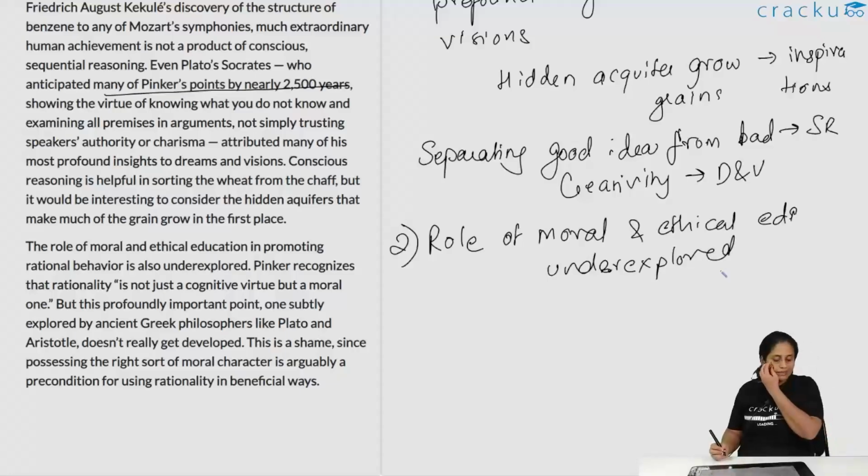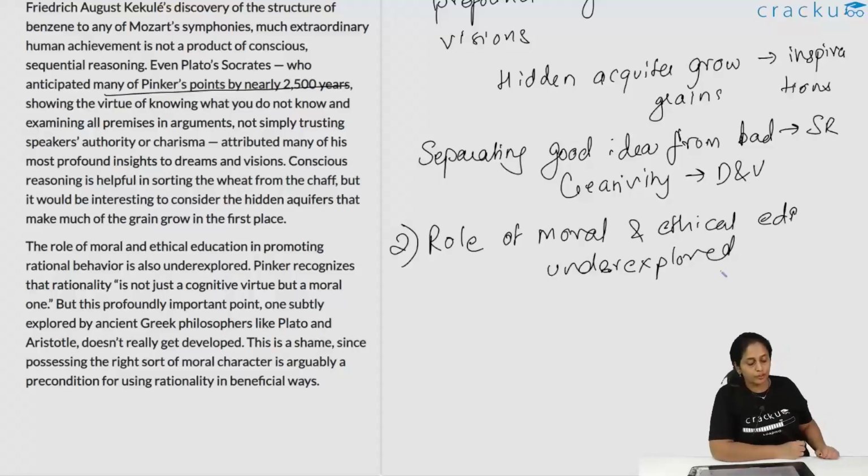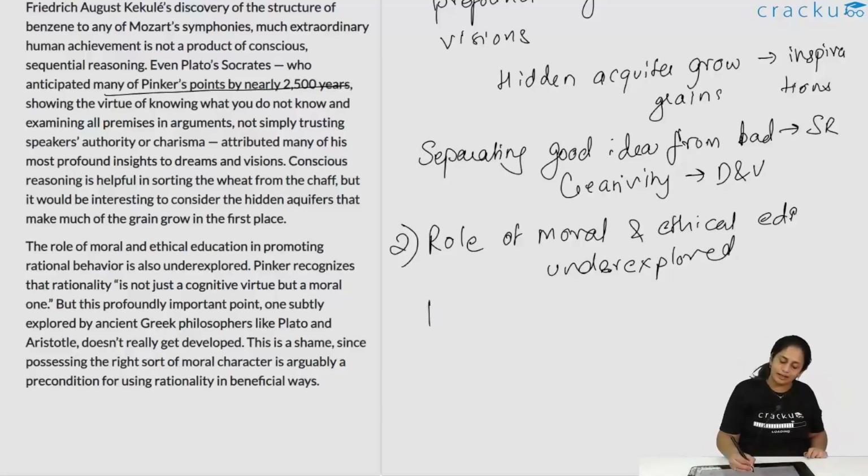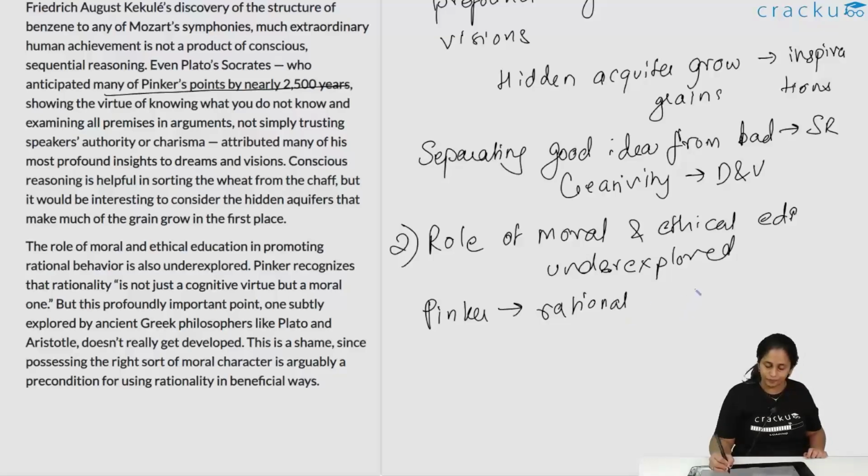Pinker recognizes that rationality is not just a cognitive virtue but a moral one. But this profoundly important point, once subtly explored by ancient Greek philosophers like Plato and Aristotle, doesn't really get developed. This is a shame, since possessing the right sort of moral character is arguably a precondition for using rationality in beneficial ways. So the author says that Pinker acknowledges that rationality has to be moral. It is a moral choice as such.